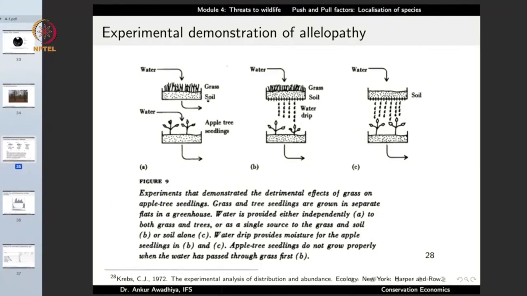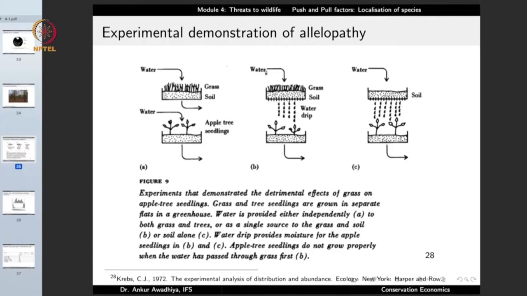So you take soil in which you have grass, you add water, and you take off the runoff. So here we are adding water, and the water is percolating through the soil, and the runoff and the water that has been percolated down, it is collected. And here you have another piece of soil in which you are growing apple tree seedlings, and here also you do the same thing. And you find that because you are adding water from outside, the grass is able to grow and the apple tree seedlings are also able to grow. There is no difference, or there is no mortality or no inhibition of growth.